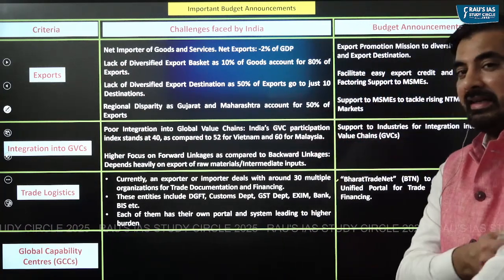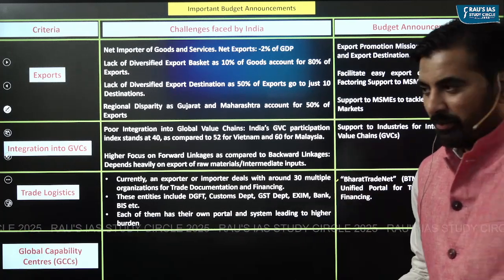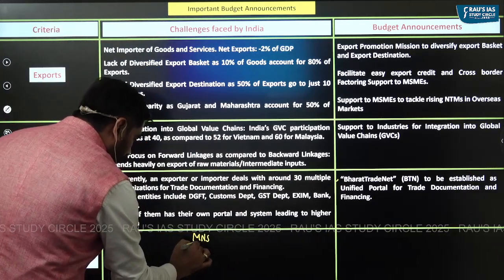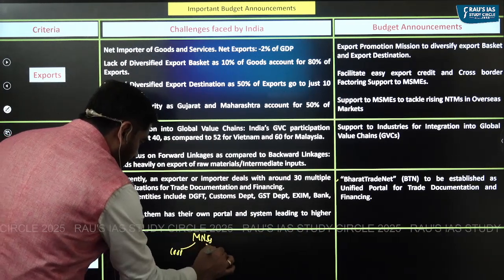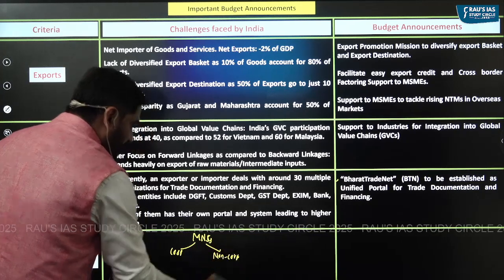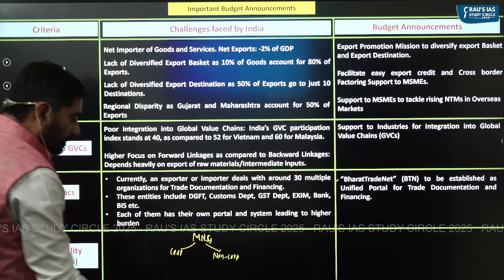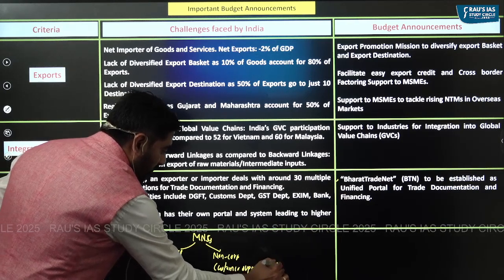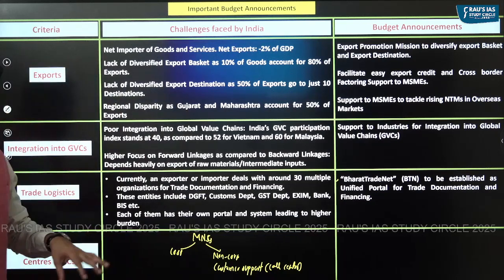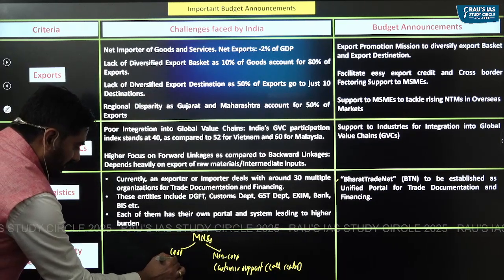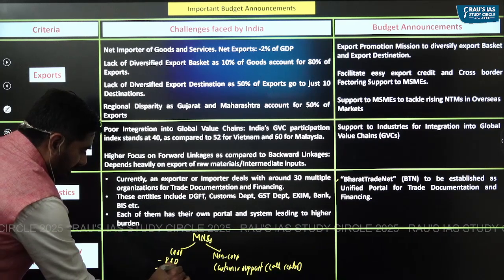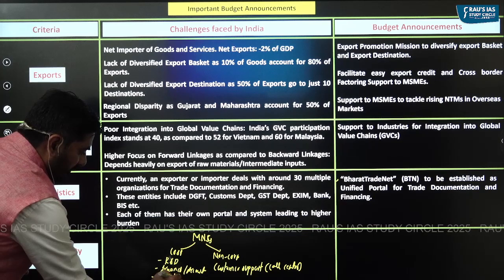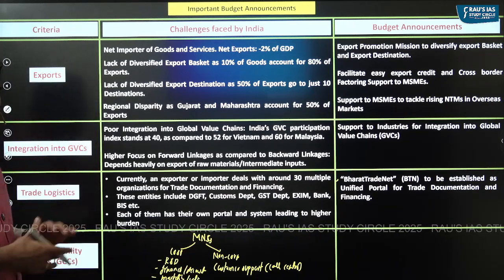Next one is global capability centers. What are these global capability centers? When you look at multinational companies, they can be involved in certain core operations and non-core operations. The non-core operations of multinational companies could be like customer support. Customer support can be in the form of call centers. Core operations of a multinational company could be in the form of research and development, finance, or accounting. It could be in terms of marketing and sales, right? So some of these are its core operations.